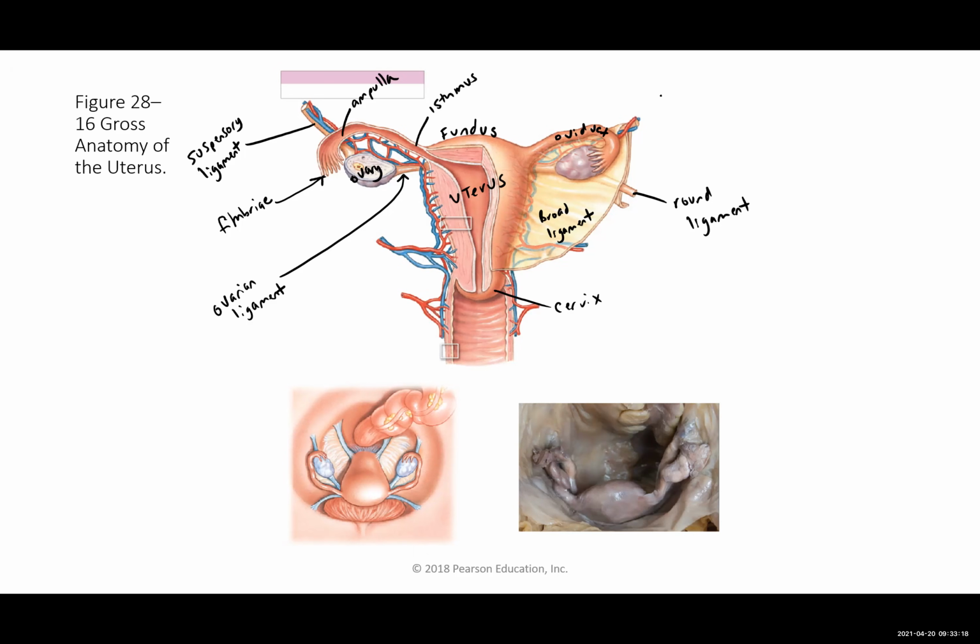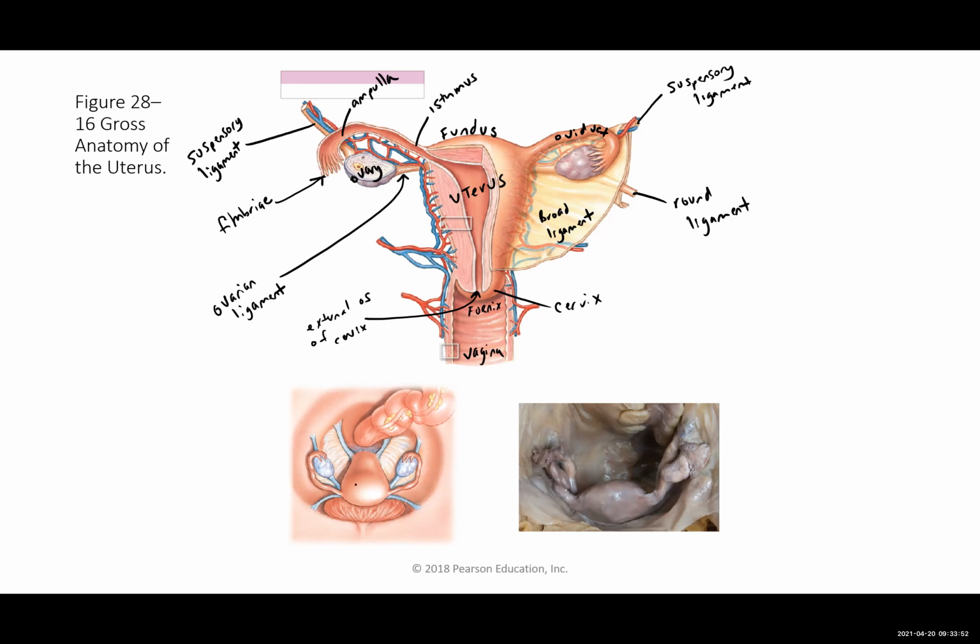This ligament that's visible here should be that suspensory ligament that is holding the ovary in place. This opening here, remember, is that external os of the cervix. This is the vagina. This space up here is the fornix. You can see those rugae.